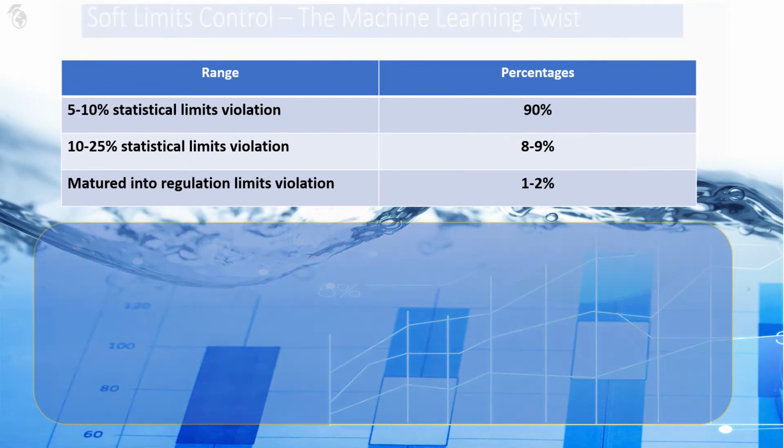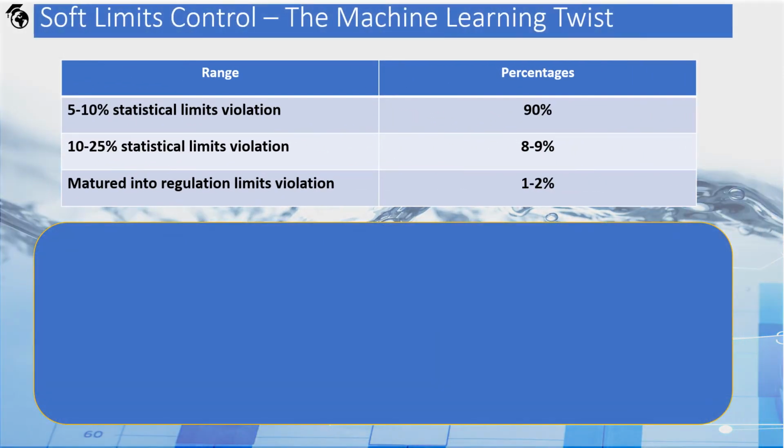Based on the sampling of some of our customers' sites, we obtained the following statistical table. 90% of the events which start with statistical limits violation end within a zone of 5 to 10% of the statistical limits. 8 to 9% of the events which start with statistical limits violation end within a zone of 10 to 25% of the statistical limits. Only 1 to 2% of the events which start with statistical limits violation matured into regulation limits violation.